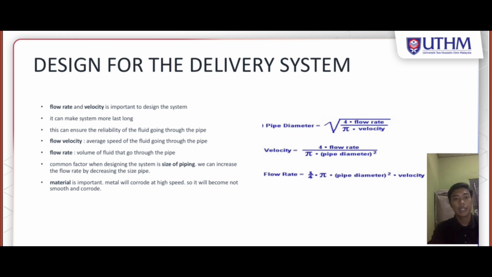Other than that is the material. Material is one of the important things when we design the delivery system, because, as an example, when we choose metal it will corrode at high speed, so it will become not smooth and corrode. So for the delivery system, we can choose a suitable pipe to make the system last longer.